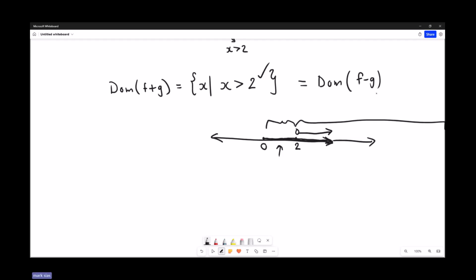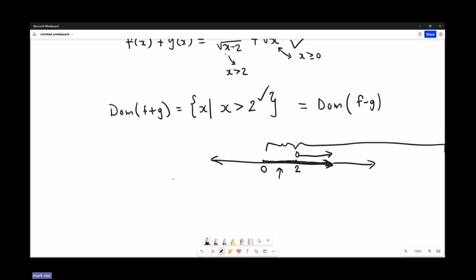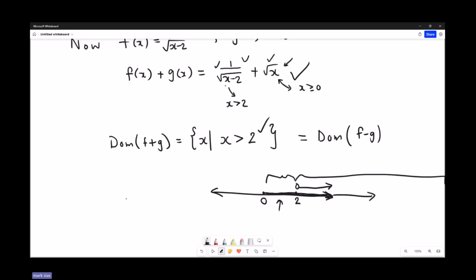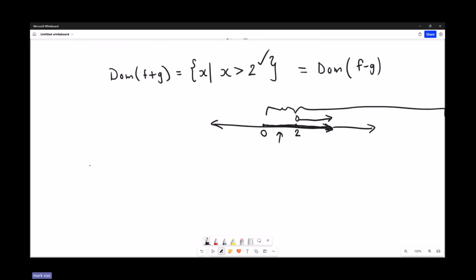And the domain of the product, well, let's look at the product with you guys. Let us look at f times g quickly and see what happens there. So the domain of the product, the domain of f times g. Well, let's first write down what f times g is. Sorry, guys, I was just jumping the gun. Let me just put a line here.